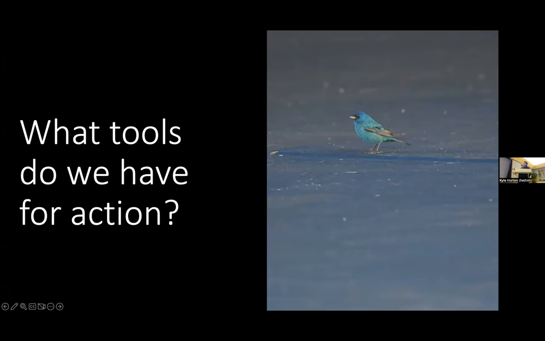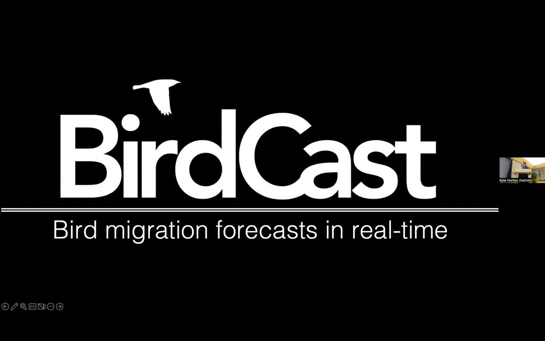So what we have is this tool or program called BirdCast. This is a project in collaboration with my lab here at CSU, University of Massachusetts, and the Cornell Lab of Ornithology. And what we try to do is make forecasts publicly available, freely accessible on websites, on birdcast.info, you can pull up an app and see these forecasts. And these forecasts look something like this.